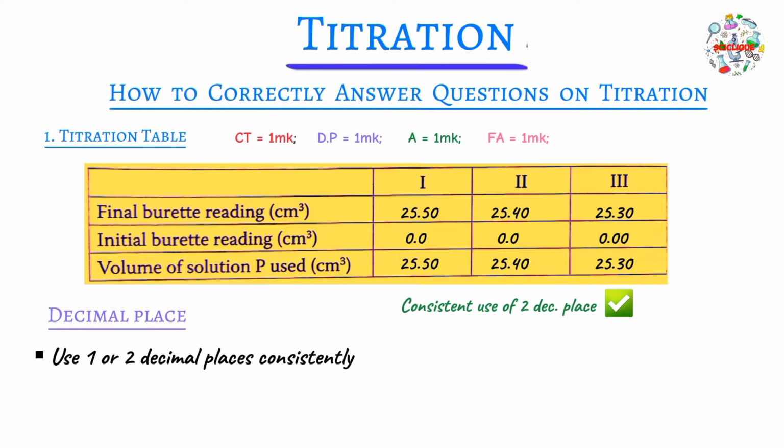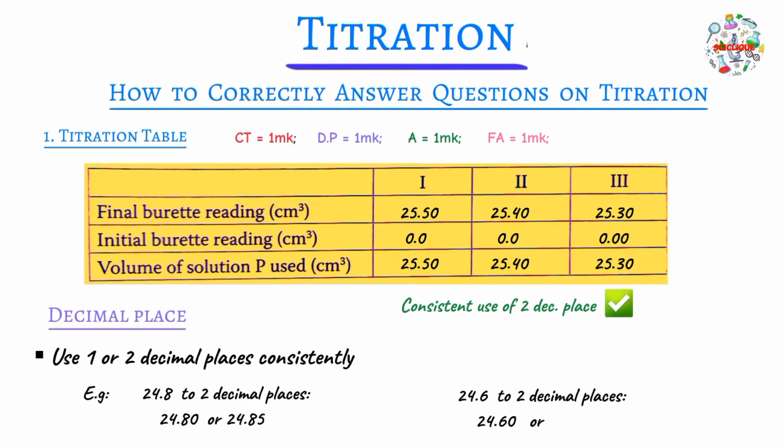But the second digit, the second figure after the decimal place, should either be a 0 or a 5. So for example, if you have 24.8 and you decide to use 2 decimal places, then it should either be 24.80 or 24.85. If for example, you have 25.6 as your volume, as your titre, then it should either be 25.60 or 25.65 cubic centimeters. Again, you can use 1 decimal place, and I highly recommend to students to use 1 decimal place and stick with it throughout because it's easier for you to remember.